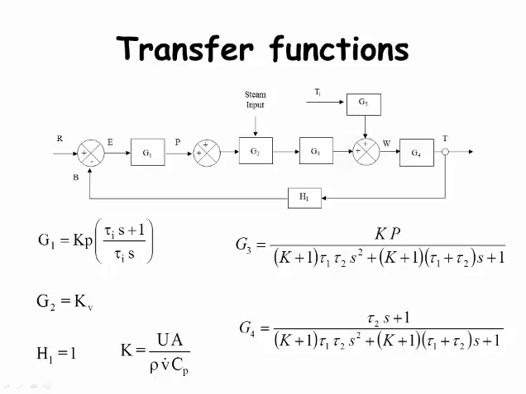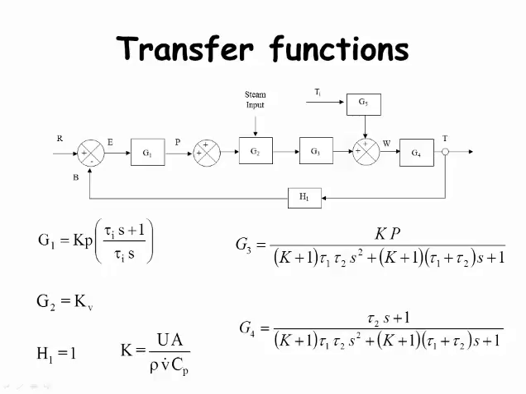The controller transfer function is G1 equals Kp times (tau I times s plus 1) over (tau I times s). This expression tells us that we are using proportional plus integral control. We are using a simple gain value, Kv, for the transfer function for the steam flow valve. We get this assuming that the valve response is linear and that the valve time constant is very small relative to the process. We will assume that the gain for the feedback transfer function H1 is equal to 1.